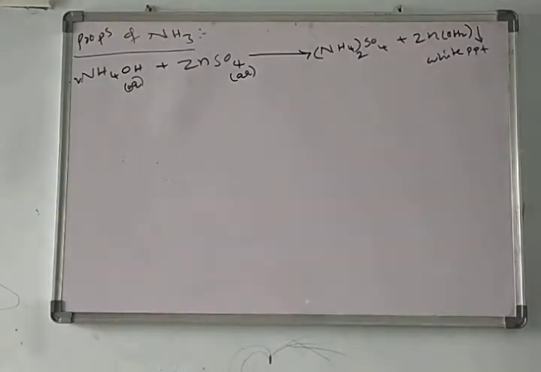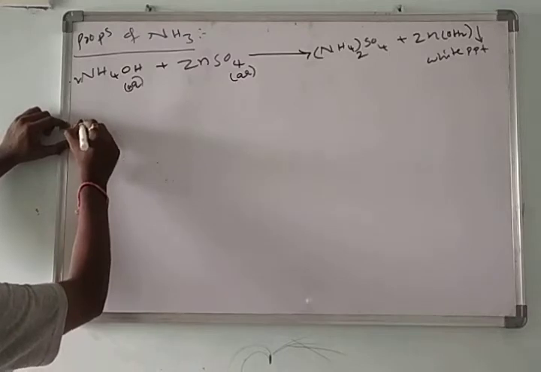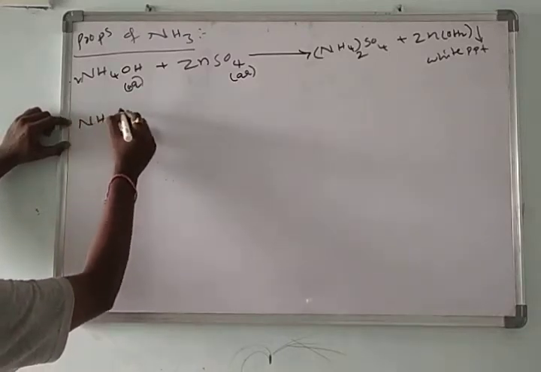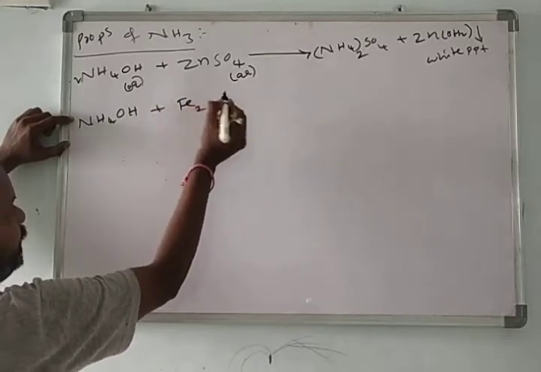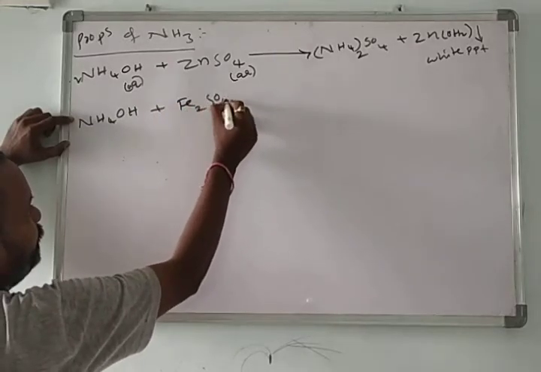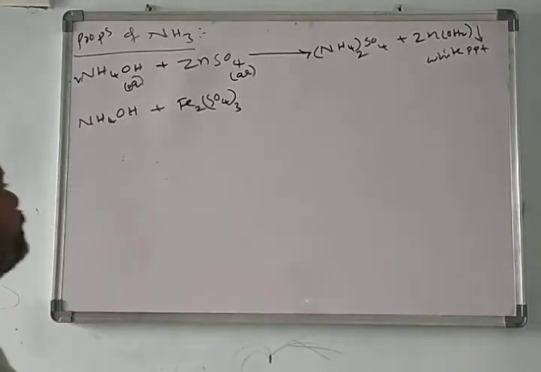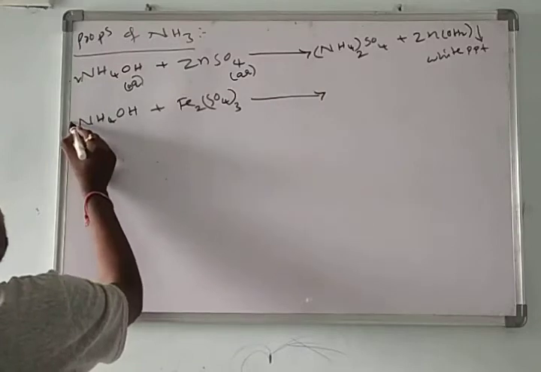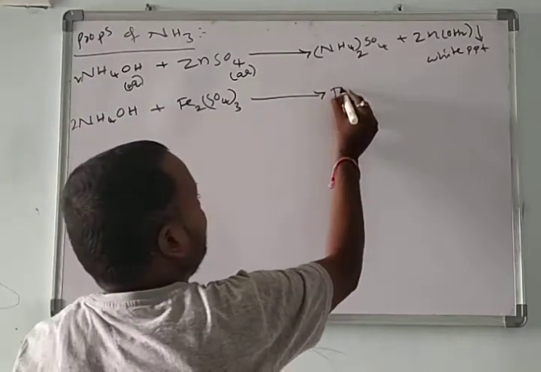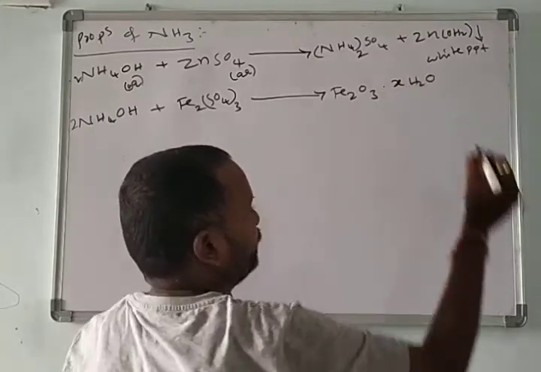This is one chemical property, reaction with zinc sulfate, and now reaction with ferric sulfate. What compound is formed? Ammonium hydroxide reacts with ferric sulfate. Here I am taking ferric sulfate, and what happened? Take 2 moles. Here we get ferric oxide along with X moles of water.